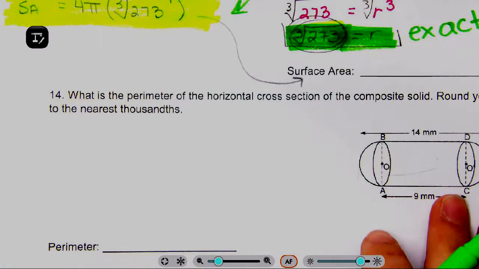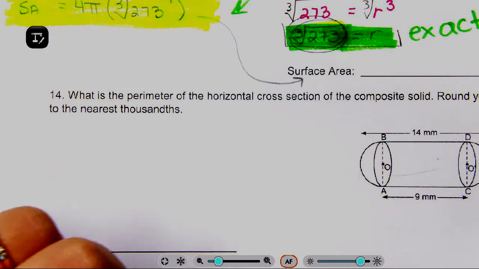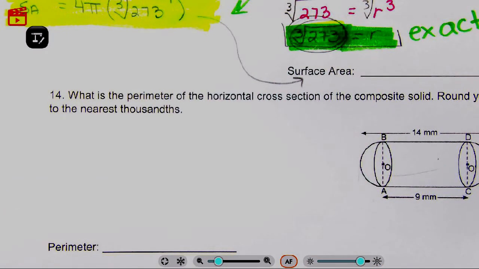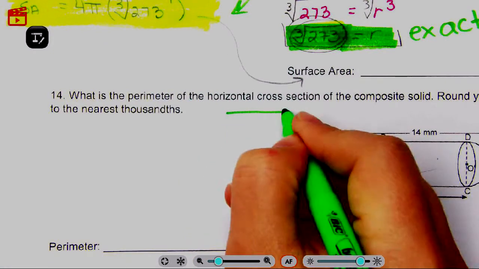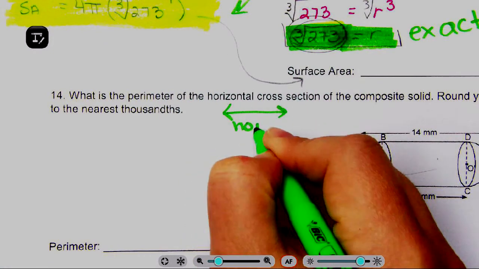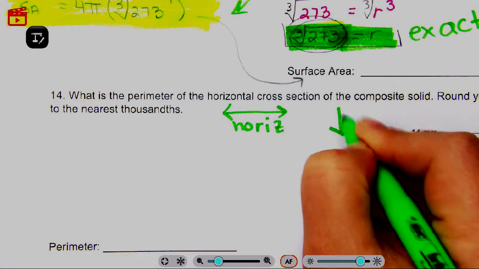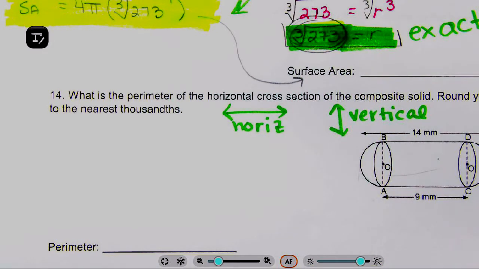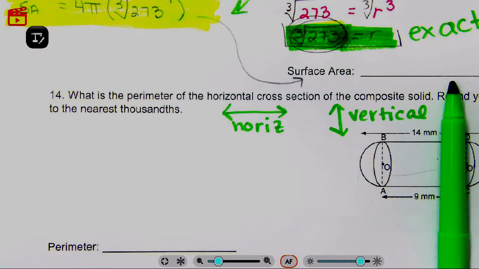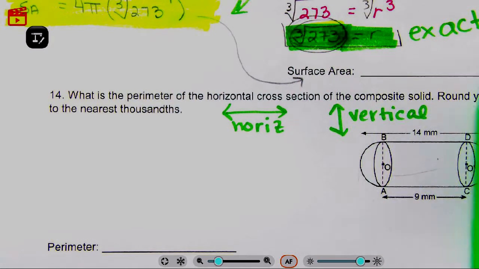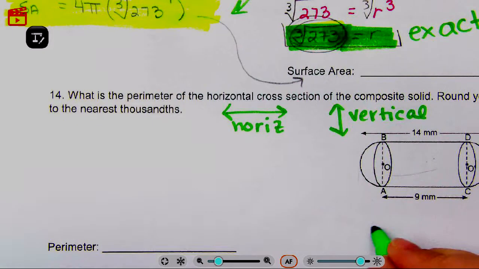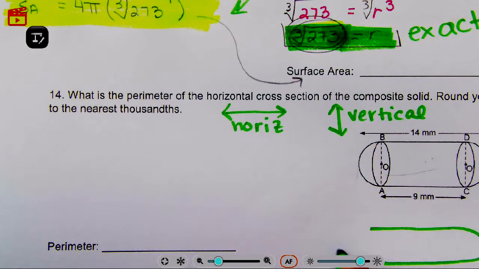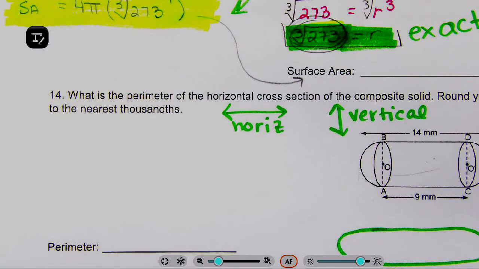This is the perimeter. What is the perimeter of the horizontal cross section? So horizontal cross section means you are moving left to right. Up and down is your vertical. So if I was to take a really sharp razor and cut this horizontally, open it up, what would the shape be? The shape would look something like this.